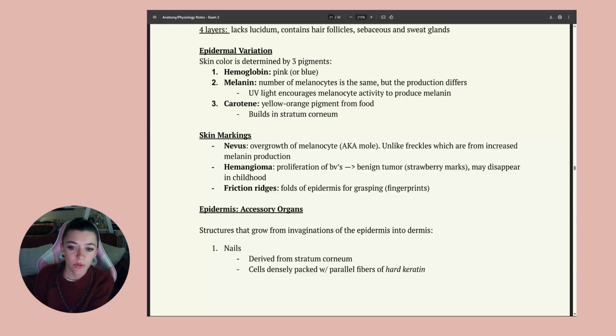Friction ridges, those are folds of epidermis for grasping. So that's going to be your fingertips. We need some friction to be able to hold things and grip. So those are folds of your epidermis, specifically for grasping.